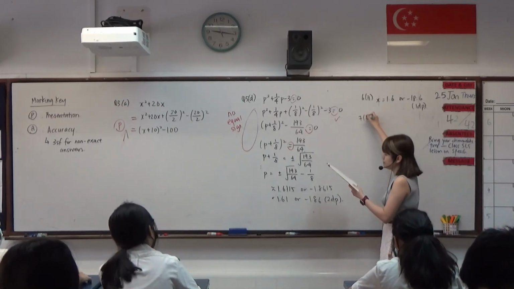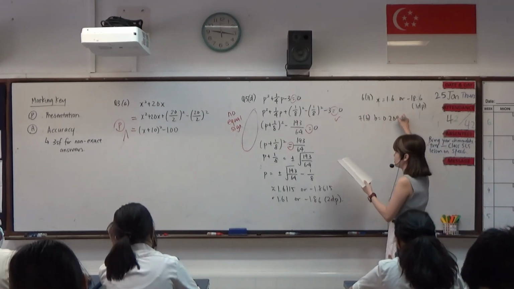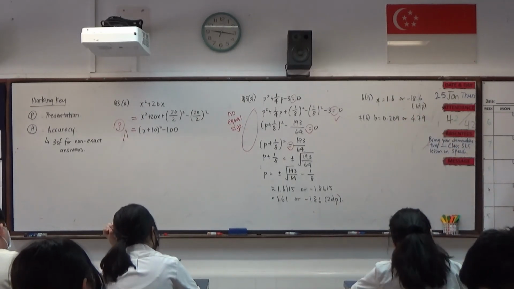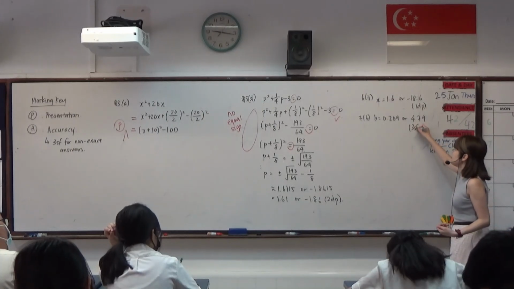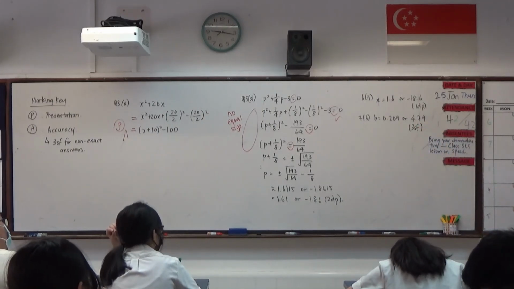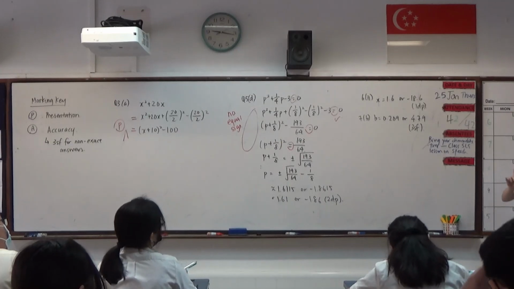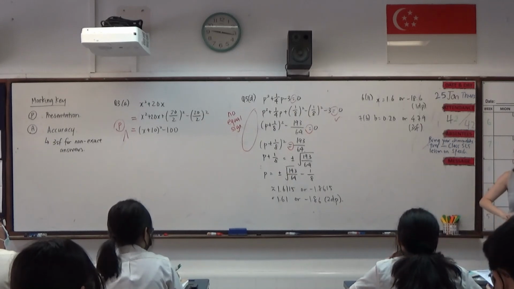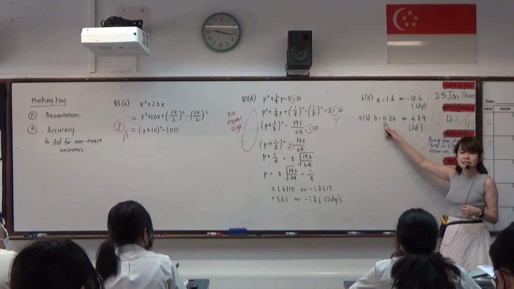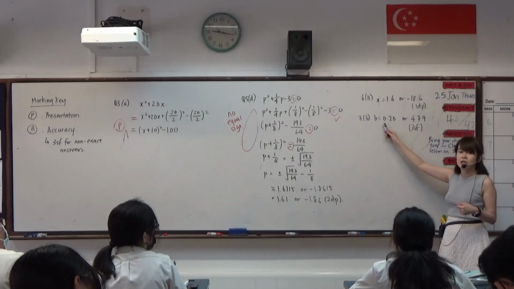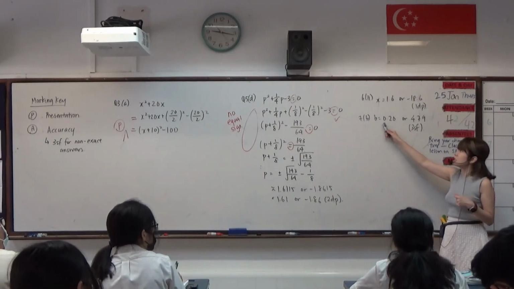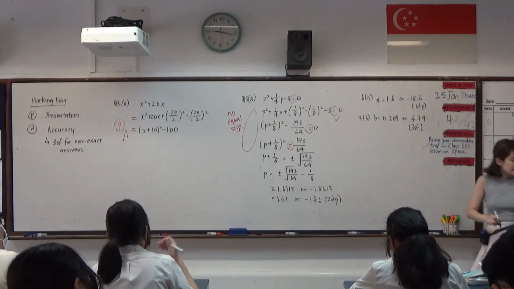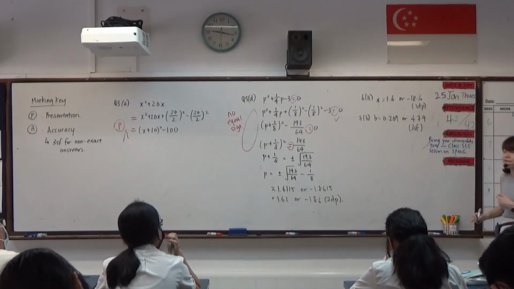And for 7b, your answer should be 0.209 or 4.79 because the question didn't specify, so we leave the answer to 3 significant figures. I do have 1 or 2 of you who think that 3 significant figures is 0.20. When it comes to a decimal, this first 0 is not counted as significant. We start counting significant figures from the first non-zero digit. So in this case, it should be 0.209, 3 SF.